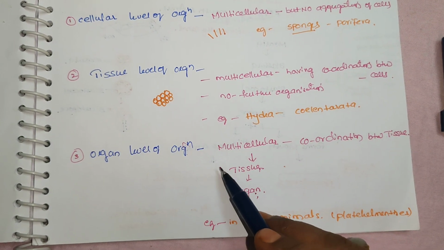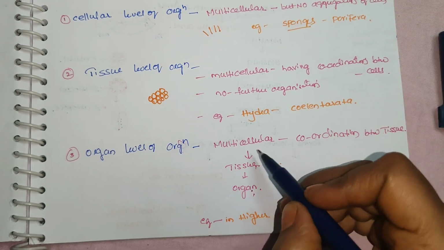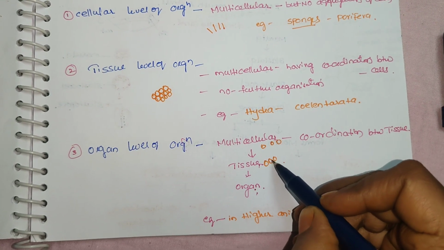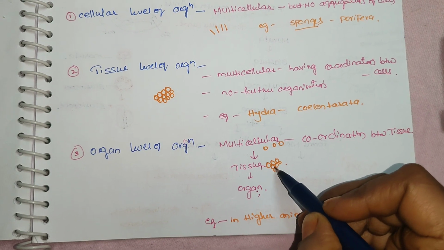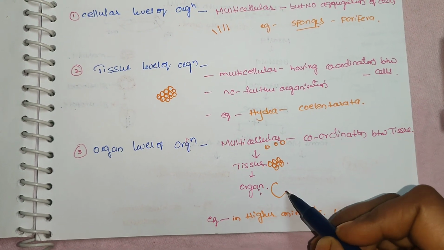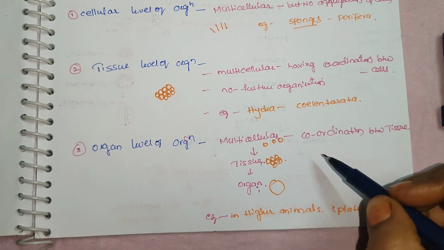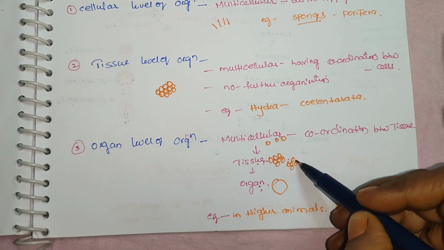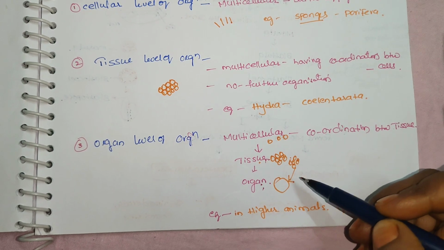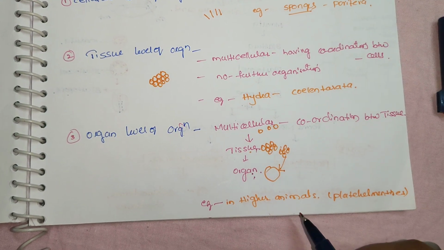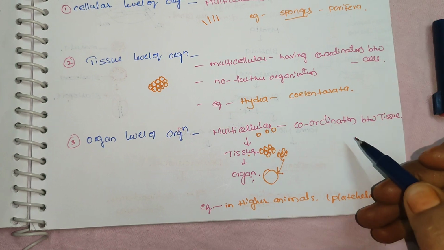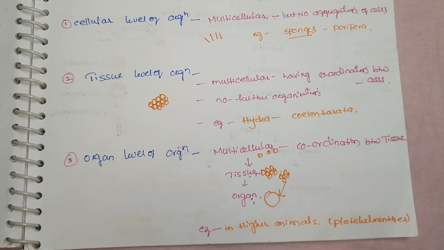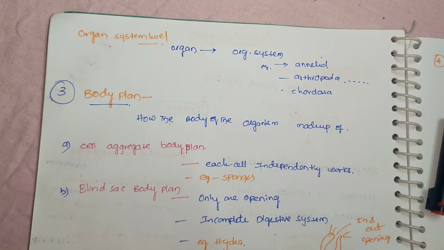Then organ level of organization. Here we have multicellular organisms. Cells with a similar function form a tissue, then an organ forms. There is coordination between a number of tissues, and they can act as an organ. This is seen in higher animals, for example platyhelminthes, which show cellular level, tissue level and organ level of organization.